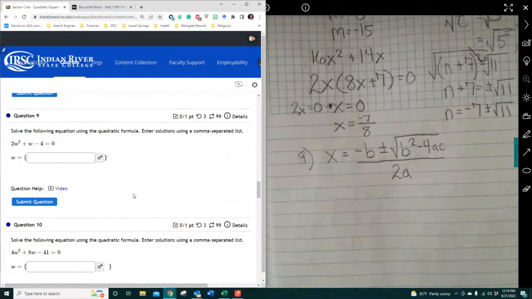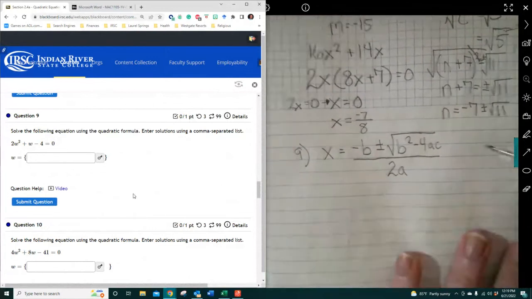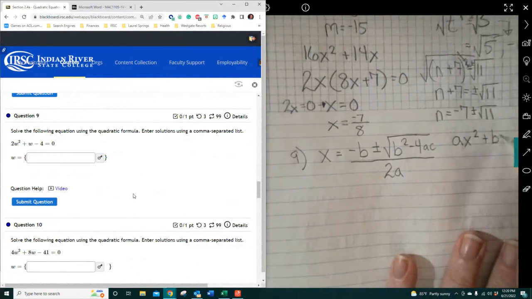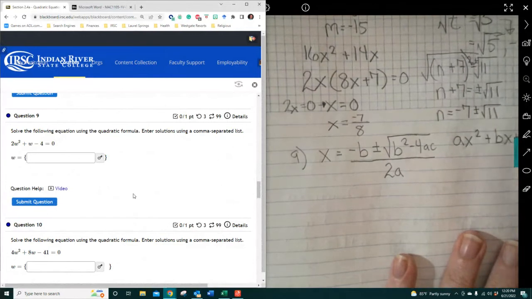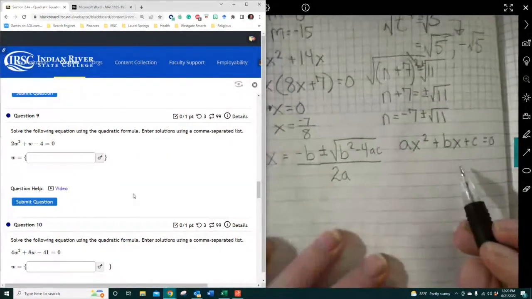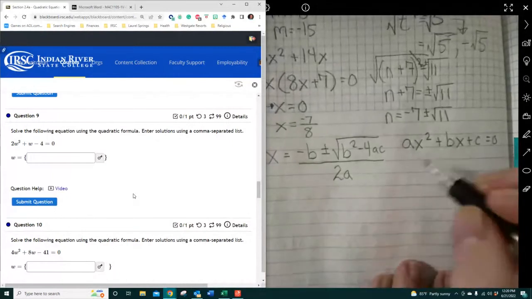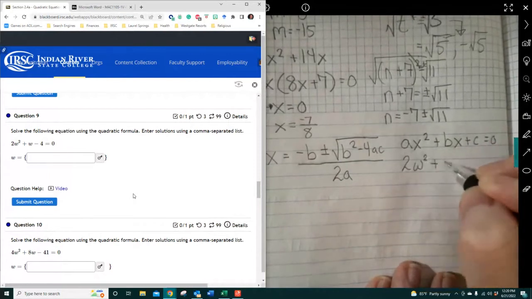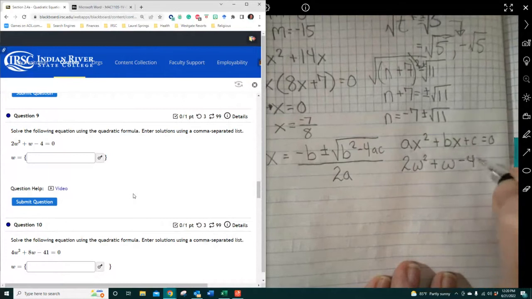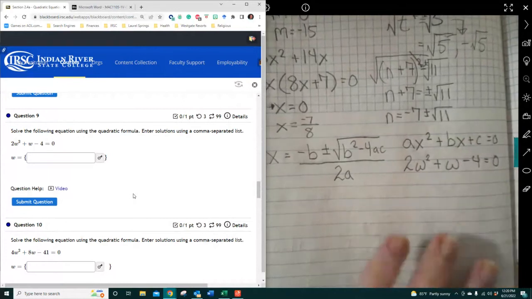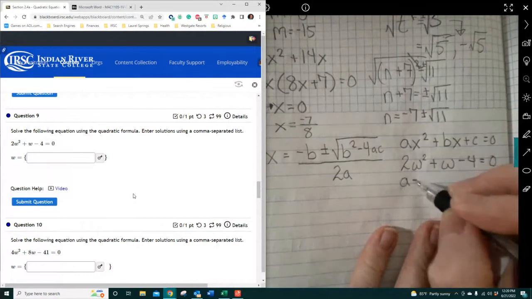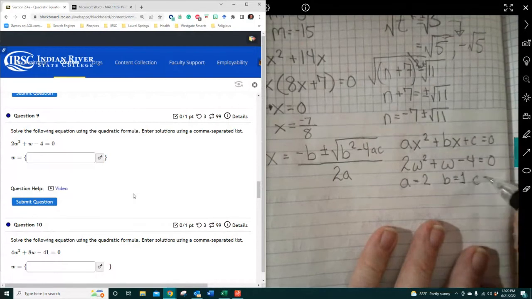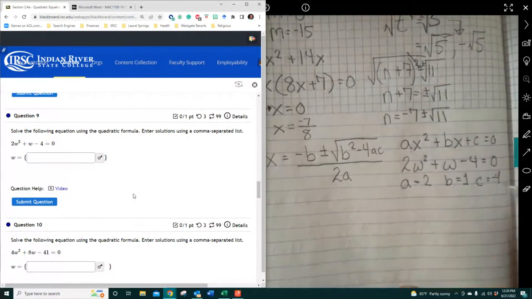All right. Now, when you are working with the quadratic formula, it is imperative that you understand that a quadratic needs to be written in the form of a quadratic equation, which is this form right here. Okay. That is the form of a quadratic. All right. Now, this particular question is written like that. So you have 2w squared plus w minus 4 equals 0. Now, this means a is equal to 2, b is equal to 1, and c is equal to negative 4. That is what we have.